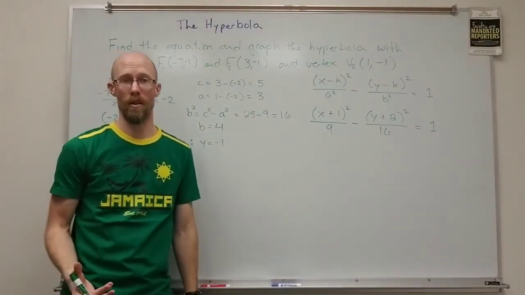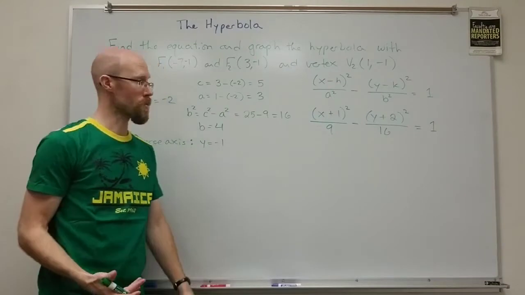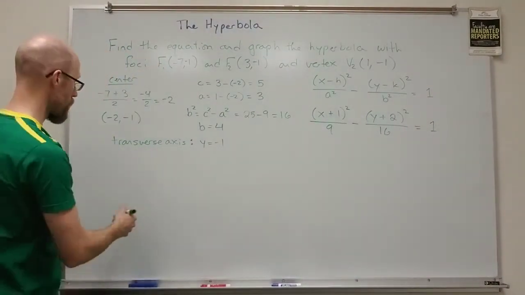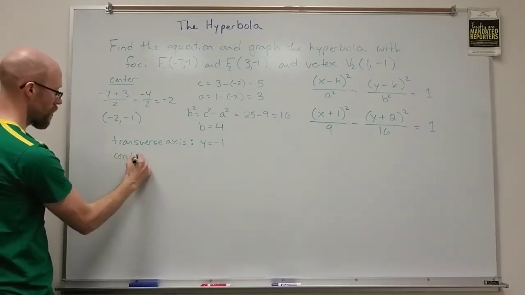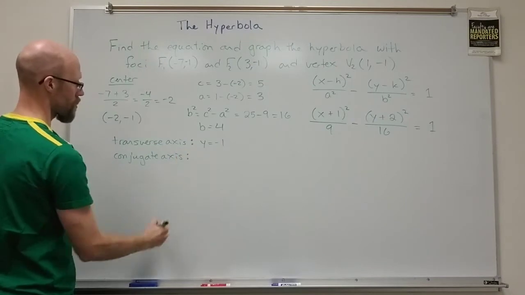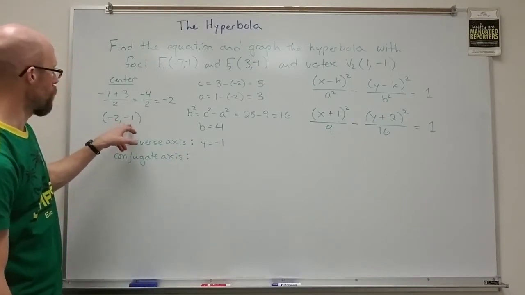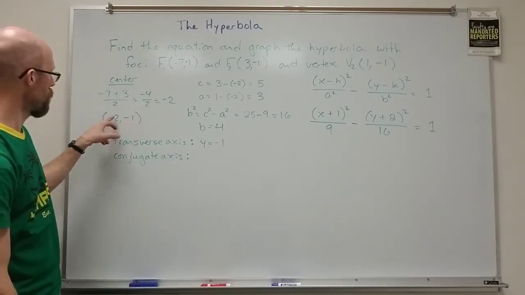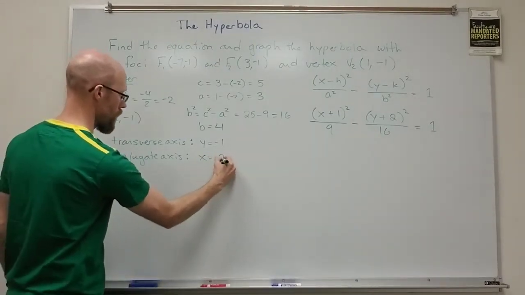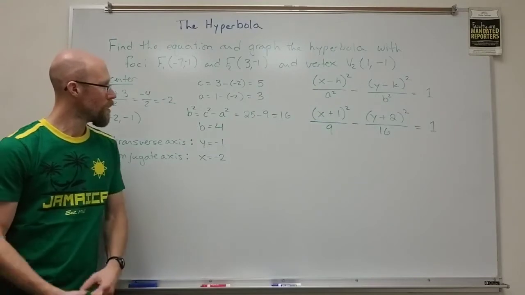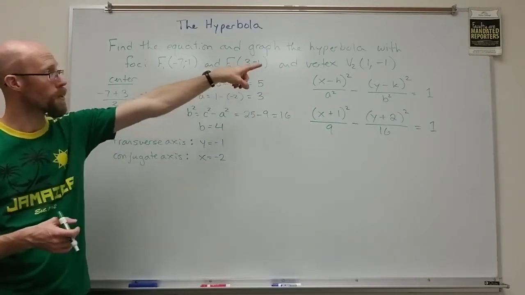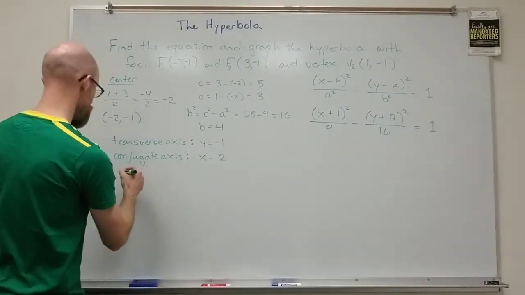Now I still want to draw the graph of this thing. And the graph is going to require that I know a couple other pieces of information. First of all, I could get the conjugate axis out of this. The conjugate axis is going to be a vertical line going through -2. So that would be x equals -2. What else do I need? I've got my two foci. Oh, I need my other vertex, right?